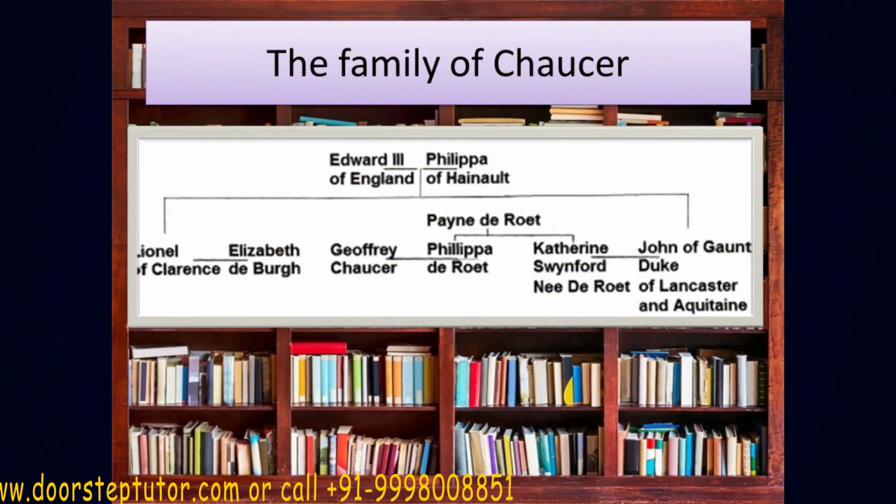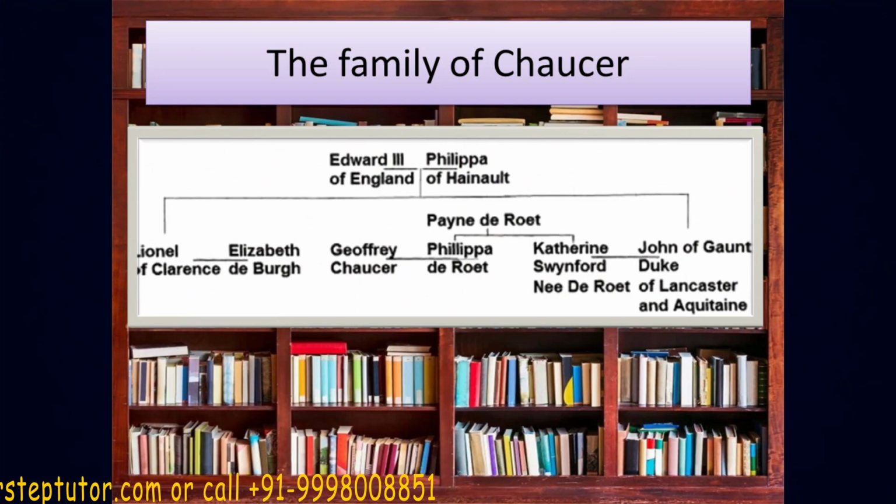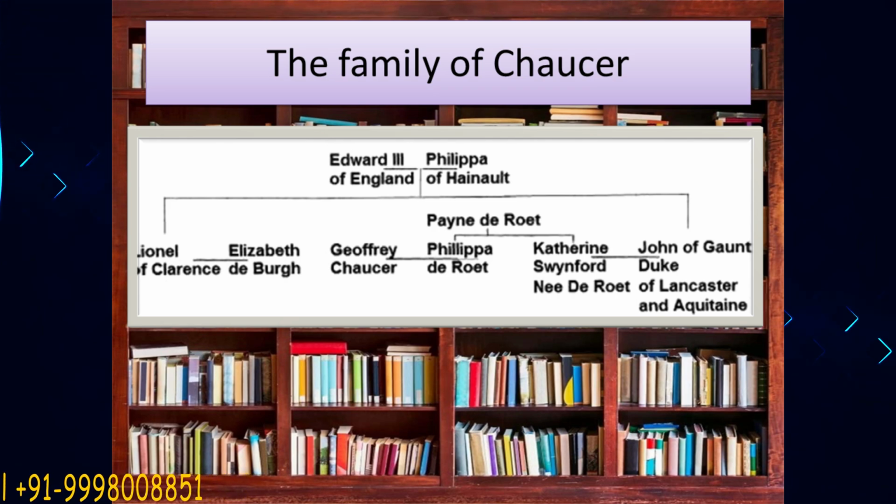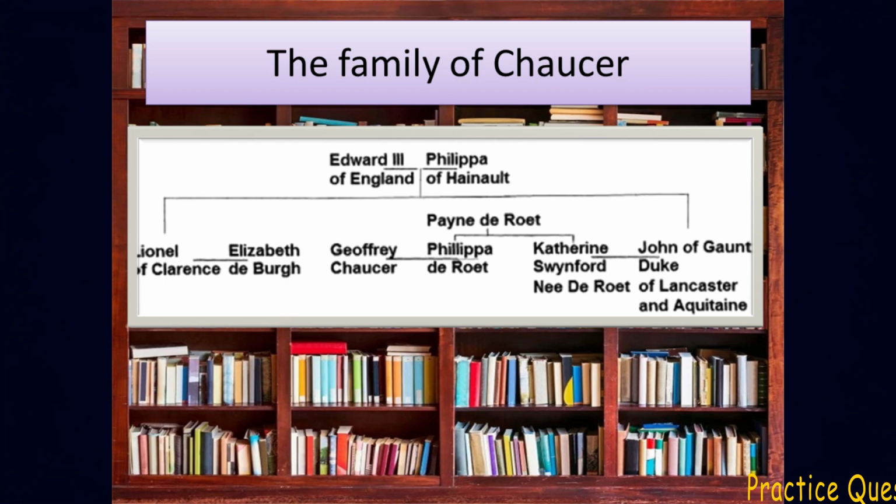Let's see the family members of Chaucer. Geoffrey Chaucer's father, named John Chaucer, was a wine merchant. Geoffrey Chaucer's wife was called Philippa Payne. Philippa Payne had a sister named Catherine de Roet, later known as the Duchess of Lancaster. Catherine, the duchess, married John of Gaunt. John of Gaunt was a patron and a friend to Geoffrey Chaucer. It is believed that Geoffrey Chaucer and Philippa Payne had 4 children, 2 sons and 2 daughters.